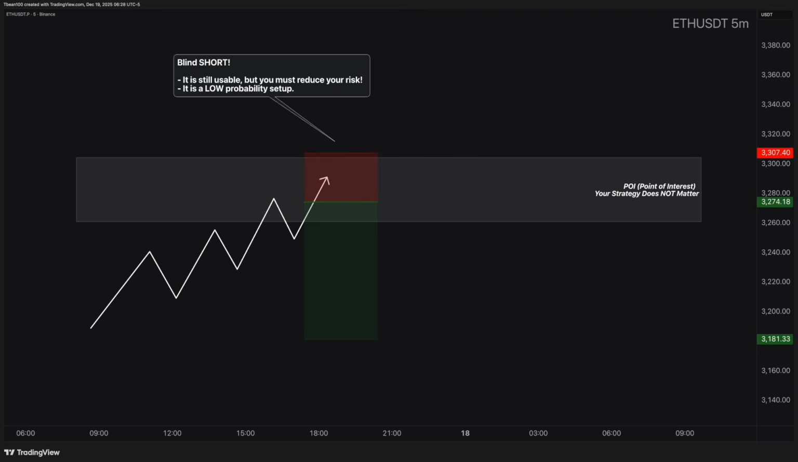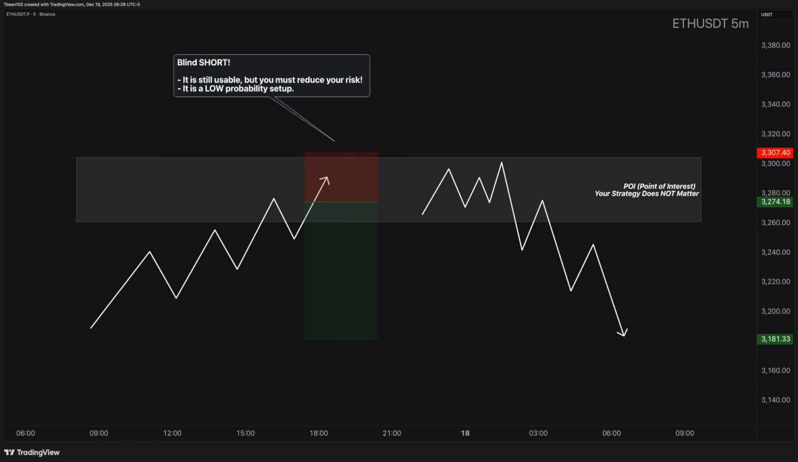For example, imagine this POI area is for a bearish setup and I'm looking to take a short trade here. If you look closely, once the price comes into my zone or pocket, I could technically take a blind short right here. This is definitely possible and sometimes I personally do that in certain situations. However, this is a low probability trade and it requires reduced risk management. The reason is simple. You do not have any lower time frame confirmation in this moment.